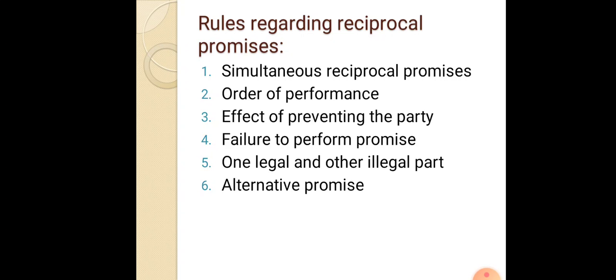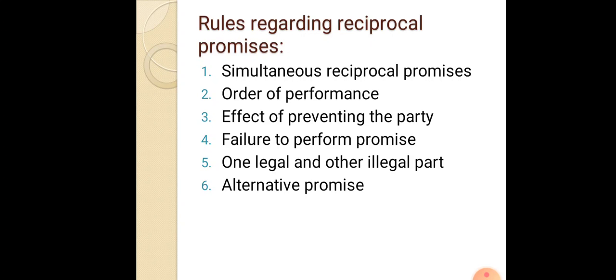Next is one legal and other illegal part. When a contract consists of two parts, one part legal and the other illegal, and the legal part is separable from the illegal one, then the court will enforce only the legal part. That means the court will say that only the legal part will be enforceable by the court, or that has to be performed. So the court will make compulsion on the party.